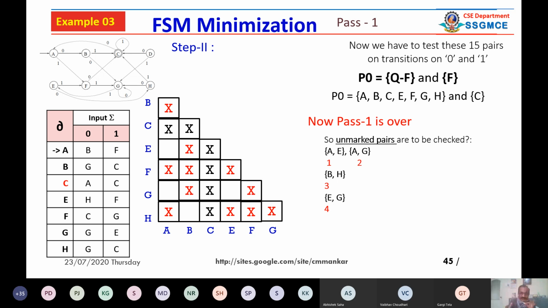Now what we are doing in step 2, we are writing all the blank squares in this side. So AE is there, AG is there, BH is there, and EG is there.